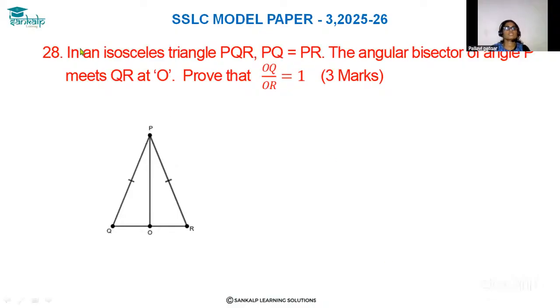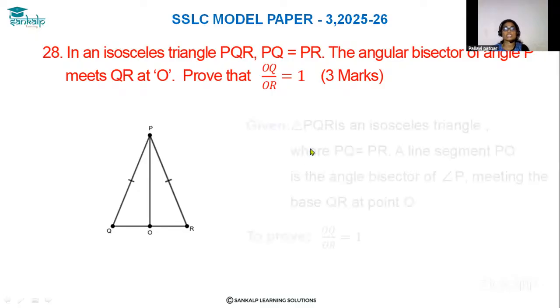Hello everyone. Look at the question number 28. In an isosceles triangle PQR, PQ equal to PR side. The angular bisector of angle P meets QR at point O. Prove that OQ divided by OR is equal to 1.